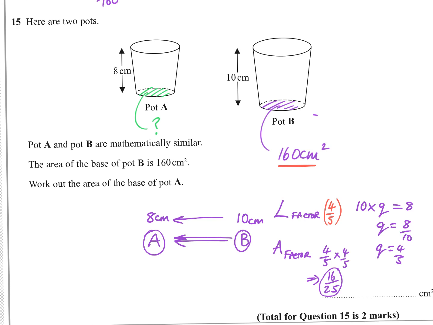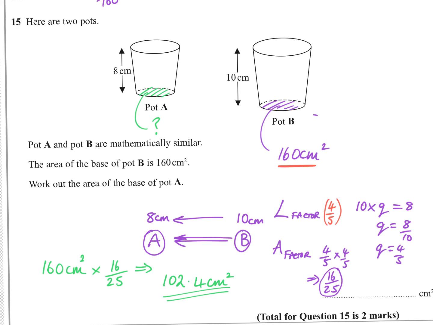So now it's easy because we've got 160 for the area of the base of pot B, and we just times that by the area scale factor, and we can definitely use our calculator here. So 160 times 16 divided by 25, and I get 102.4 centimetre squares.